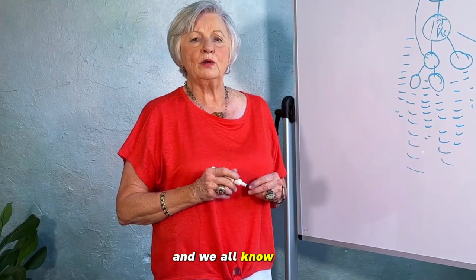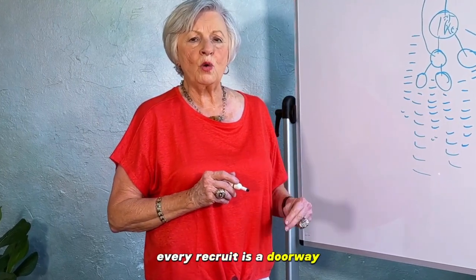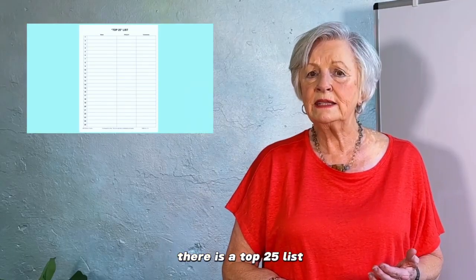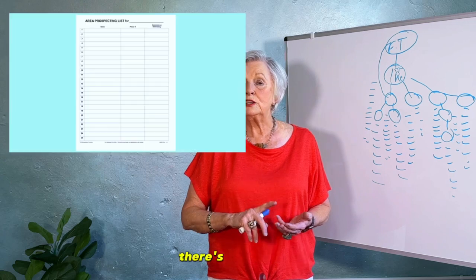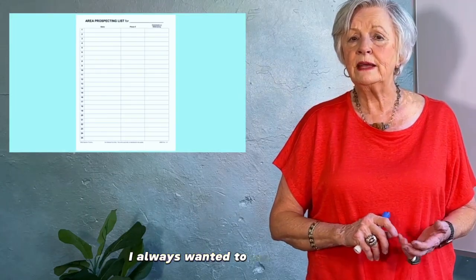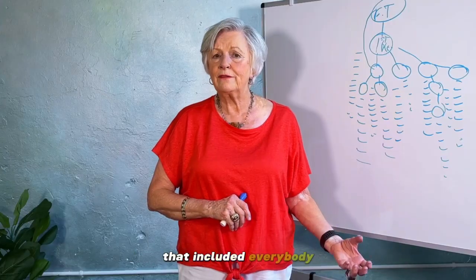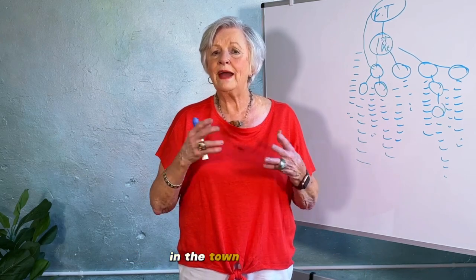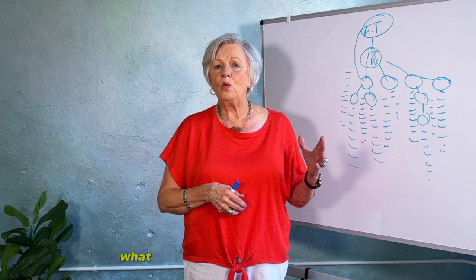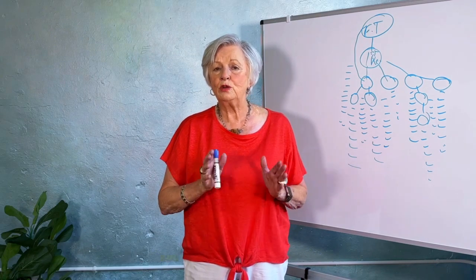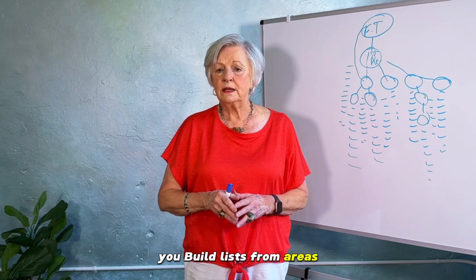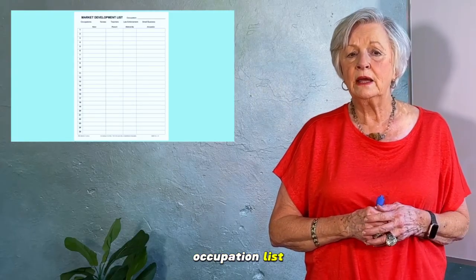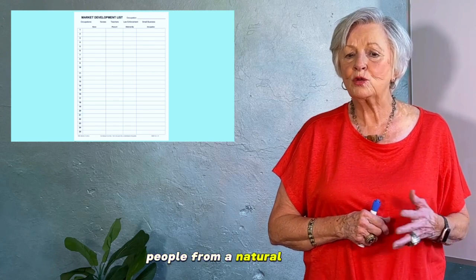And we all know that every recruit is a doorway to a market we don't have. There's the top 25 list that you can copy over and over. There's an area list. I always wanted to get their top 25 that included everybody, but I wanted the ones from a certain area, like who do you know in the town you live in? Or who do you know, what other city do you know people in? So you build lists from areas, and then you go to the market occupation list. That would be people from a natural market.